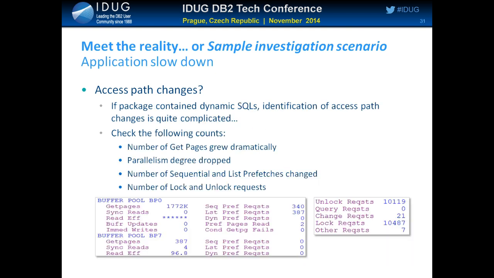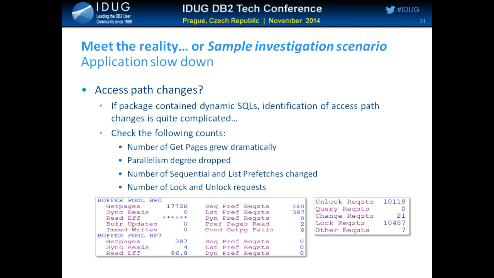I was thinking carefully about what could let me know that the access path for a dynamic statement changed. It is really not easy to identify those. But maybe you may look at the number of get pages for your transaction. If get pages grew dramatically, that means you processed much more data, so probably the access path changed. You may look at the parallelism. If parallelism dropped, then obviously the transaction will take longer to complete. Or you may look at the prefetch and sequential prefetches. Maybe there are some big changes there.